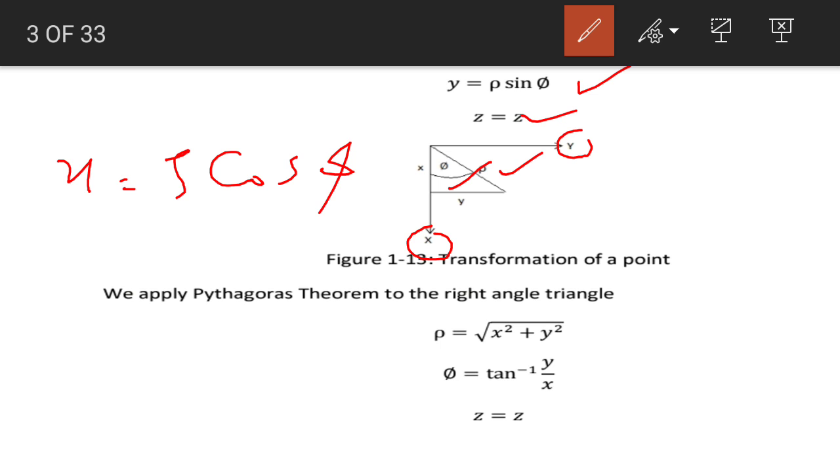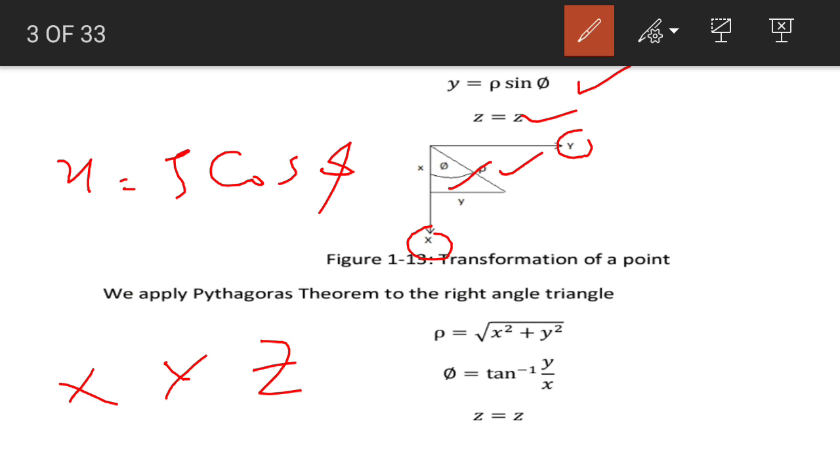X will be equal to rho cos phi, y will be equal to rho sin phi, and z will be equal to z. So you see, if the cylindrical coordinates of a point are known, what are the cylindrical coordinates? Rho, phi, and z. So if the cylindrical coordinates of a point are known, you can find out the rectangular coordinates of this point, and the rectangular coordinates are x, y, and z.